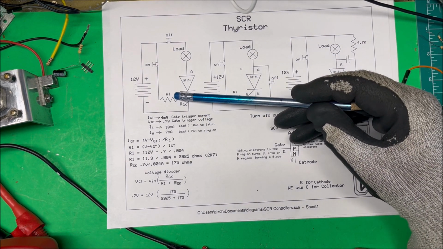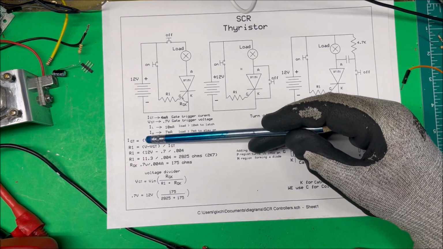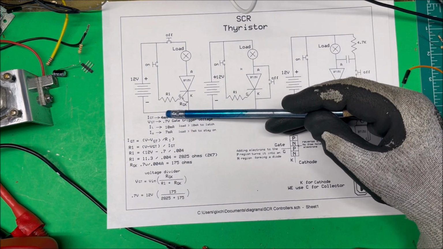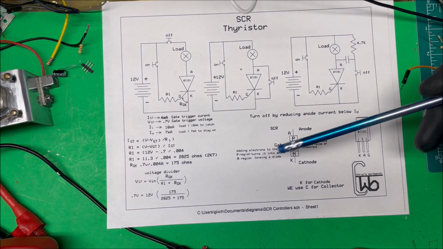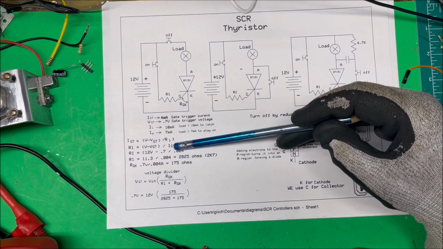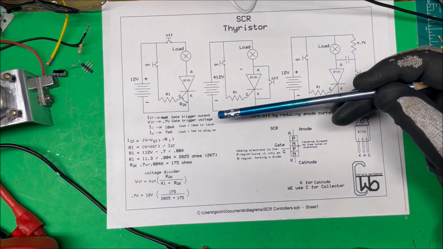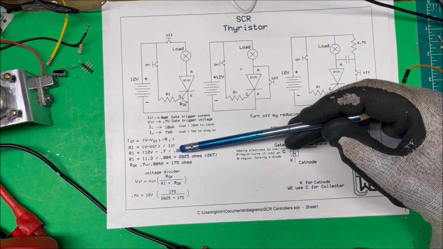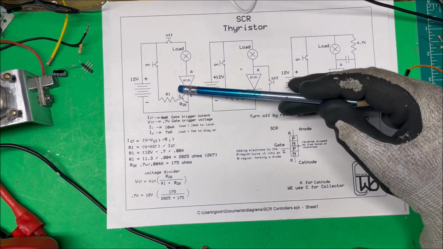Now, we want to find R1 here, okay? So here's the formula for R1. R1 is going to be equal to your source voltage minus your VGT, which is the gate trigger voltage. And in the data sheet on this one, which happens to be a BT151, that's 0.7 volts, okay? And then we divide that by IGT, which is our gate trigger current, and in the data sheet, it's 4 milliamps, okay? So we take our 12 volts minus our 0.7 divided by our 4 milliamps. So that comes out to 2,825 ohms for this resistor.